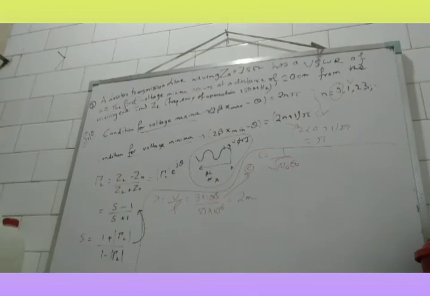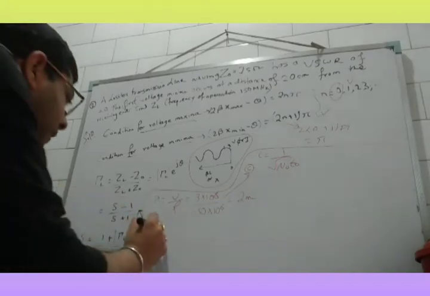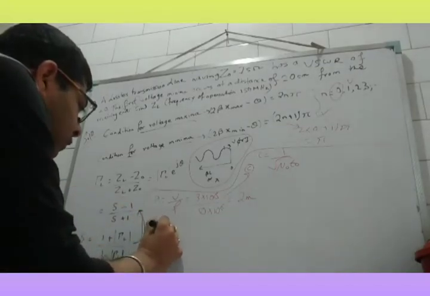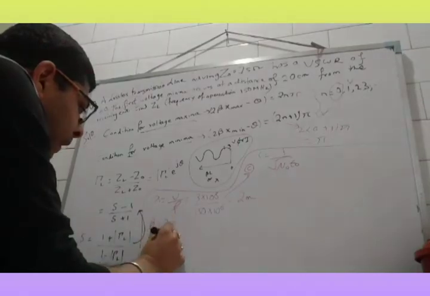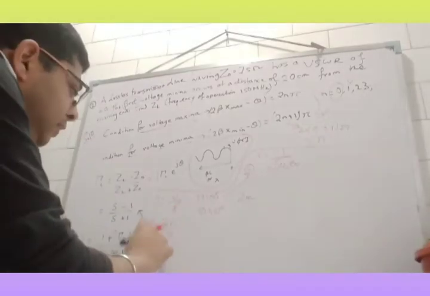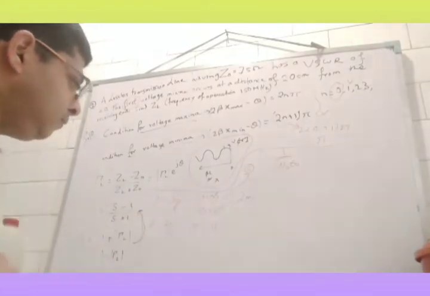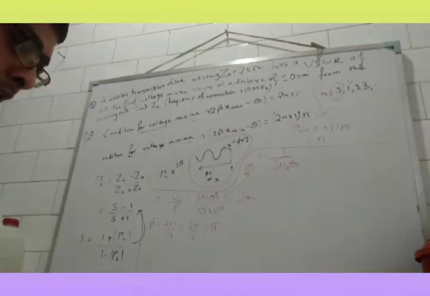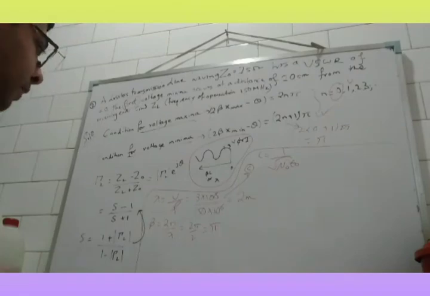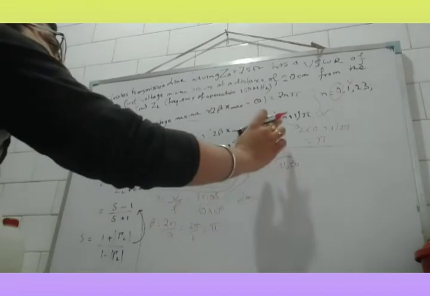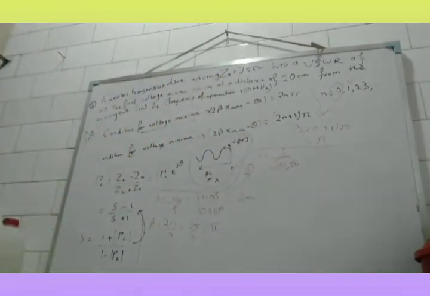Now what will be our next job? To calculate beta. What is beta? Beta is 2 pi by lambda. So 2 pi by lambda means 2 pi by 2. It is pi. Okay, this is your beta.